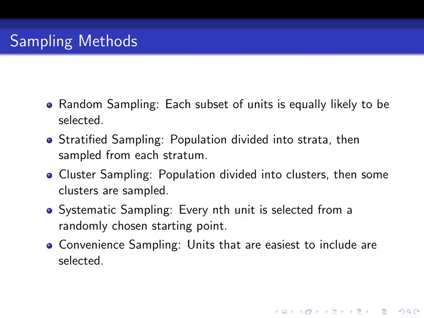There are several sampling methods used in data science. Random sampling ensures that each subset of units has an equal chance of being selected. Stratified sampling divides the population into strata based on a meaningful feature, then samples from each stratum. Cluster sampling divides the population into clusters and randomly samples some clusters. Systematic sampling selects every nth unit from a randomly chosen starting point. Convenience sampling selects units that are easiest to include.